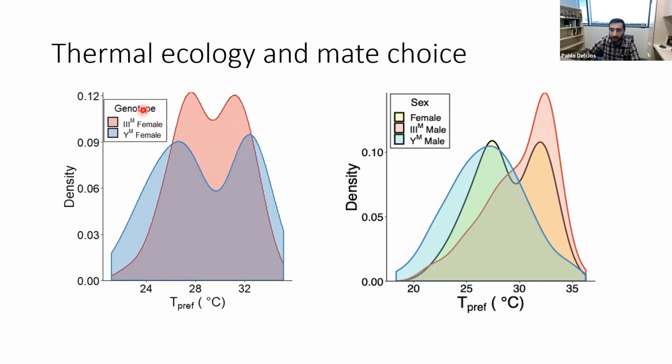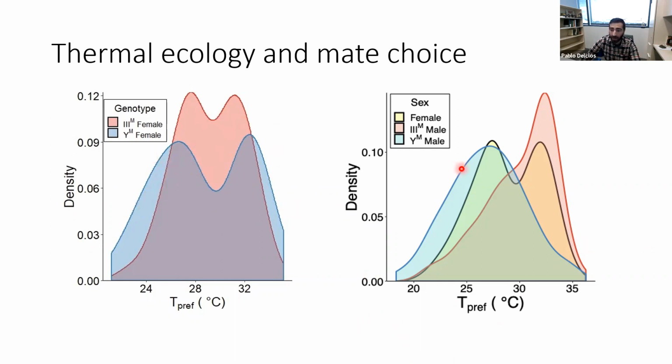And so what this suggests is that if we imagine a sort of natural environment where there are some warm and some cold pockets, then 3M and YM males are going to get access to different types of females. Specifically, they'll get access to warm and cold preferring females, respectively.